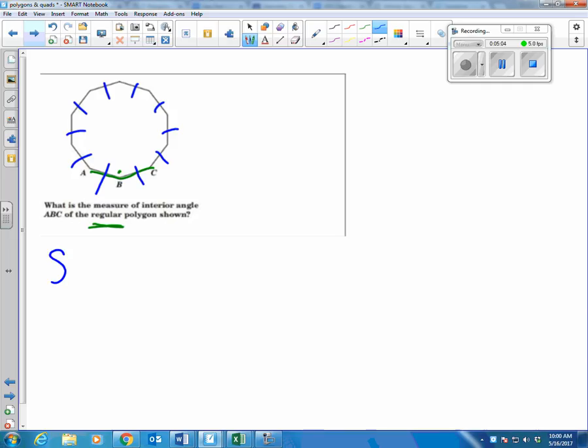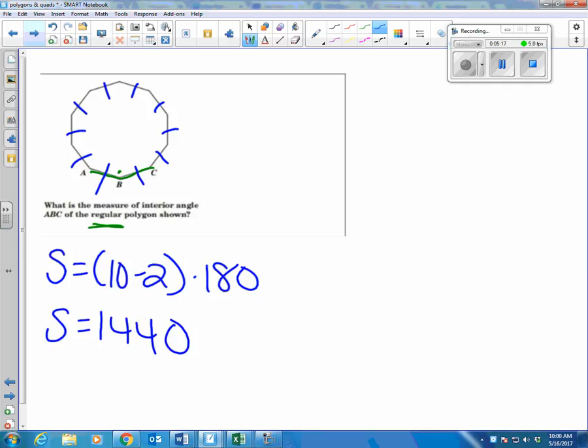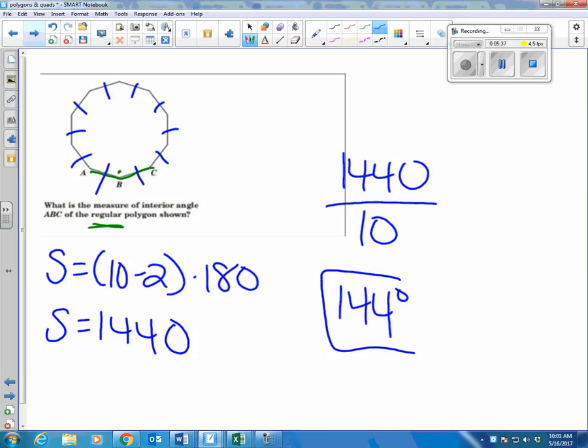Remember, to find the sum, it equals 10 minus 2 times 180. So 10 minus 2 is 8, and then you do 8 times 180. So everything inside of there should add up to 1440. But I only want to know one interior angle, and since there's 10 of them, I'm going to do 1440 divided by 10. And if I do that, I get 144. So that angle is 144 degrees. Okay.